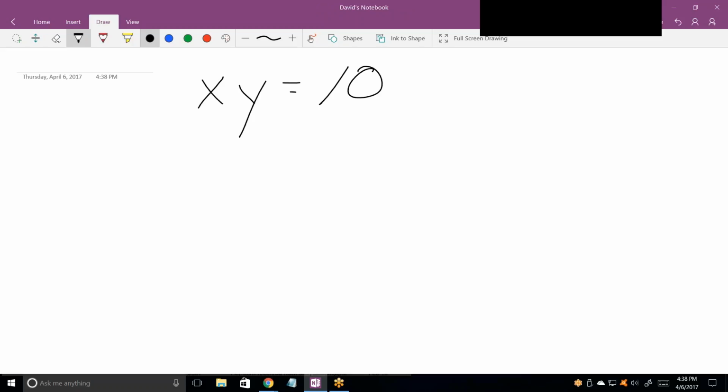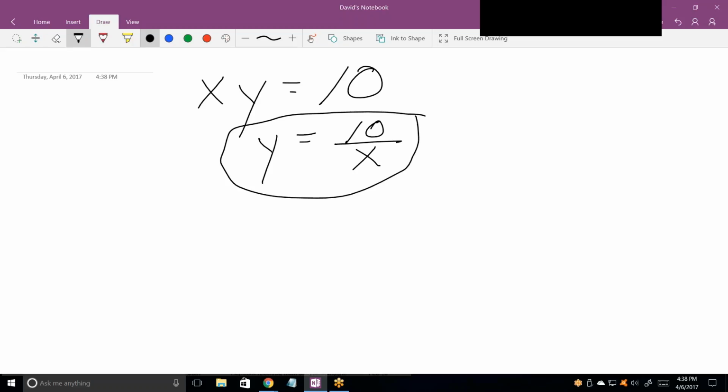Okay. So is this a direct or an inverse? It's a direct. Actually, it isn't. Remember, you need to solve for y. If I solve for y, I get 10 divided by x. This is what you need to be looking at. Oh, that's inverse. Okay. It's not what it starts out as that's important. It's what it equals once you get y all by itself.